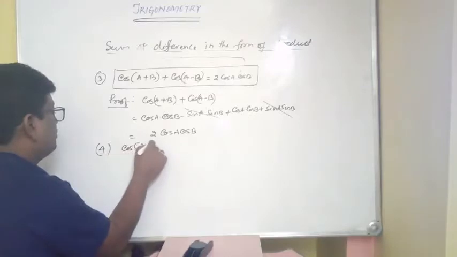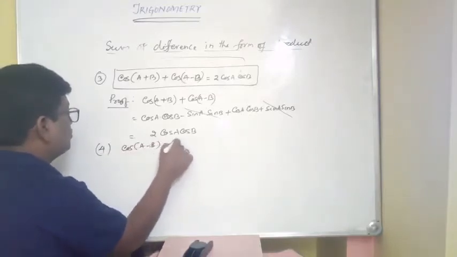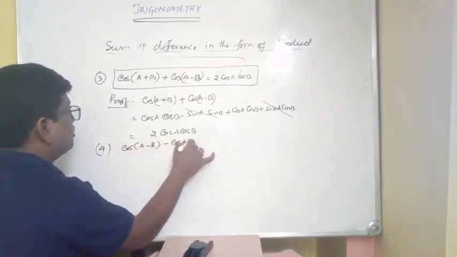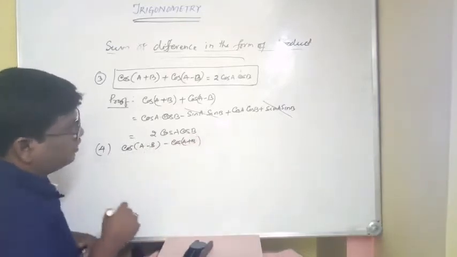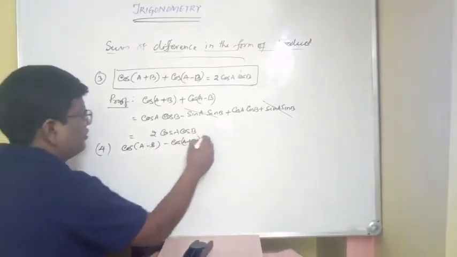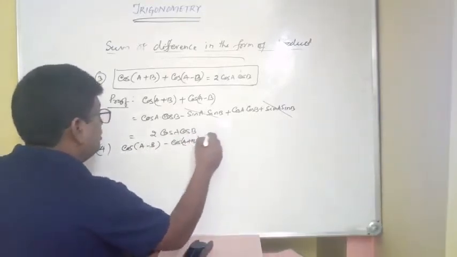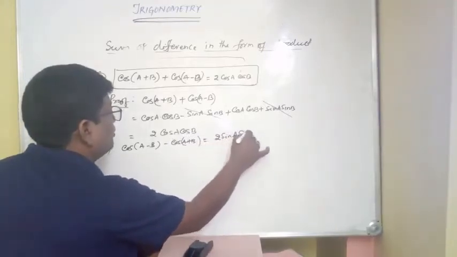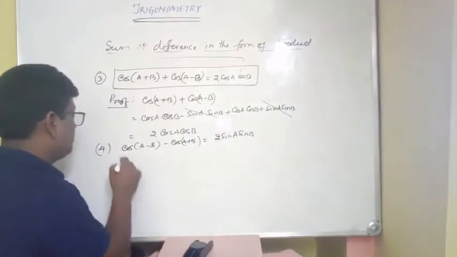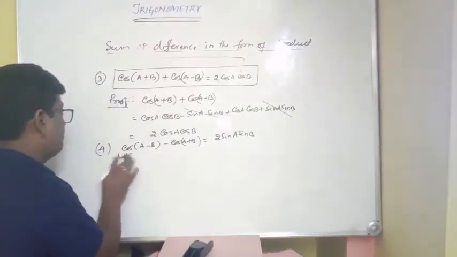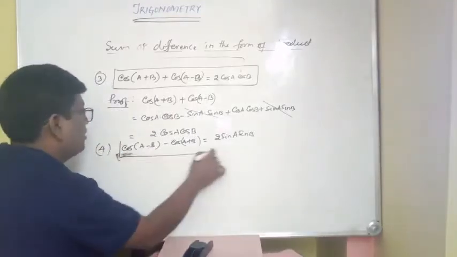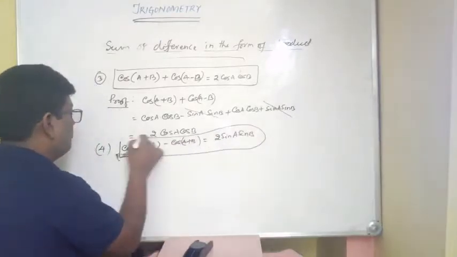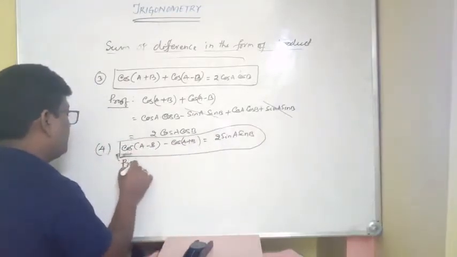Then formula number 4. Cos(A-B) minus cos(A+B) is equal to what? Is equal to 2 sin A into sin B. So, left hand side, what? Proof. This is another formula.